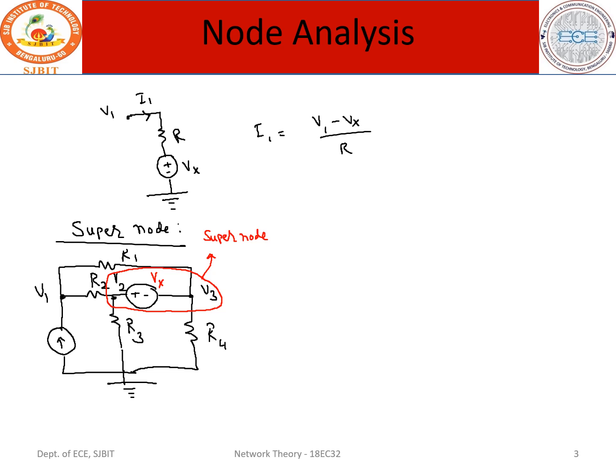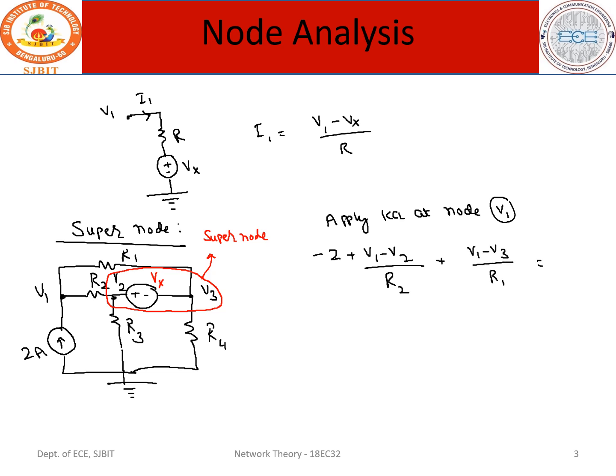So how to write the equation now? Apply KCL at node V1. Assume that this current is 2 amps. What are the branches it is connected to? This branch, this branch, this branch. Therefore, you can write it like this: current is entering, therefore it is minus 2 plus (V1 minus V2) divided by R2, plus (V1 minus V3) divided by R1 is equal to 0.